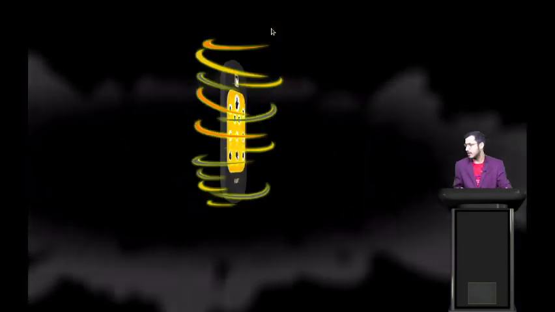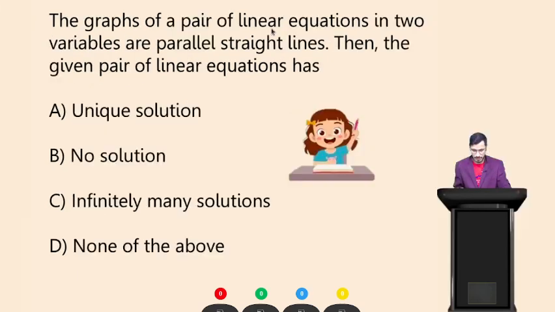Okay, students, now it's question time. I have a question for you. The graph of a pair of linear equations in two variables are parallel straight lines. Then the given pair of linear equations has, and I am giving you 30 seconds. So which option is correct here? Option A, B, C and D. Unique solution, no solution, infinitely many solutions and none of the above.